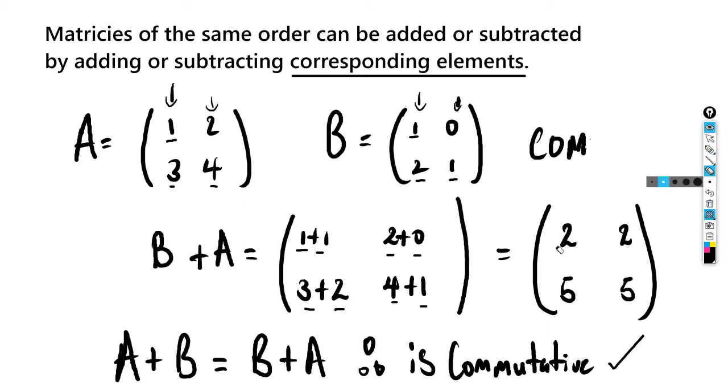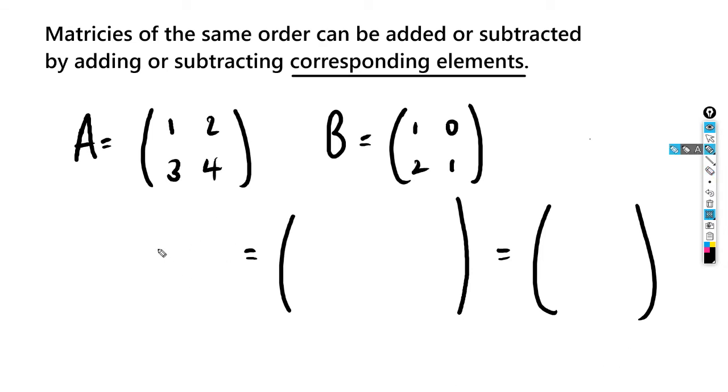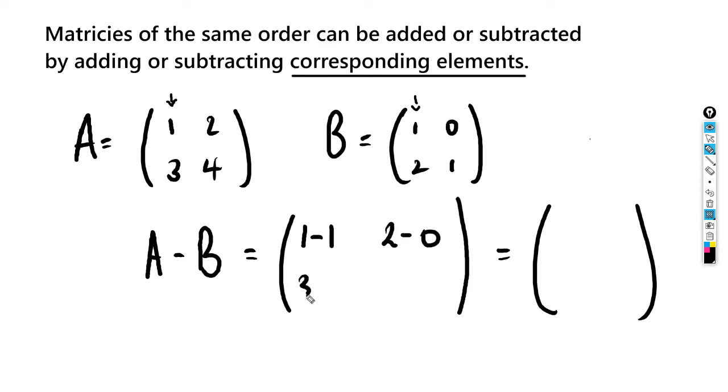All right, so let's clear everything and look at subtraction this time. We have A minus B. It's the same thing: matrices of the same order can be added or subtracted by adding or subtracting their corresponding elements. So we're going to subtract this 1 from its corresponding element, which is 1 also, so we get 1 minus 1. Then 2 minus 0, then 3 minus 2, and then 4 minus 1. So we get 0, 2, 1, and 3. That's the result. Not too difficult, really easy, guys. All you have to do is subtract the corresponding elements, just like addition, where you add the corresponding elements instead.